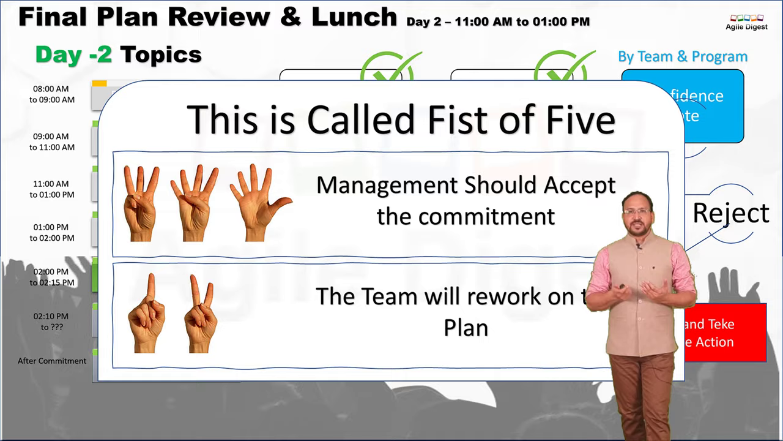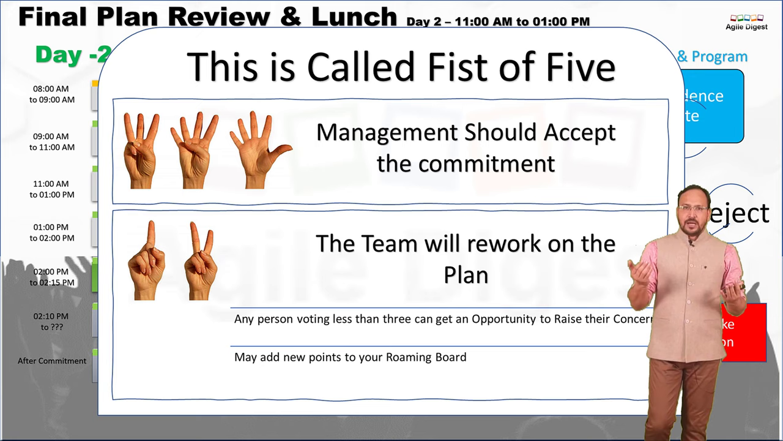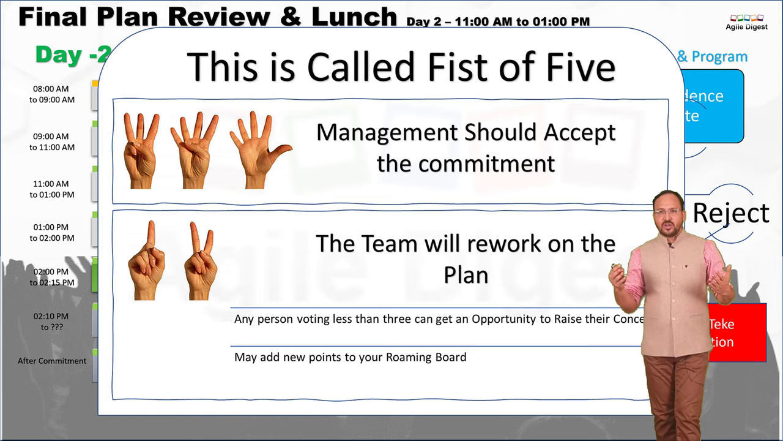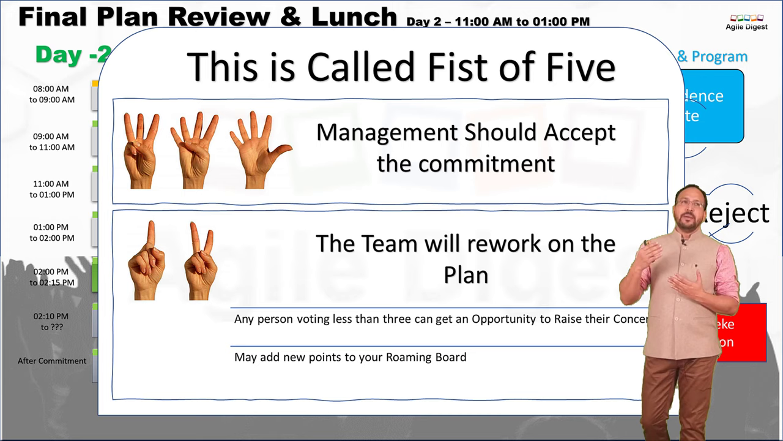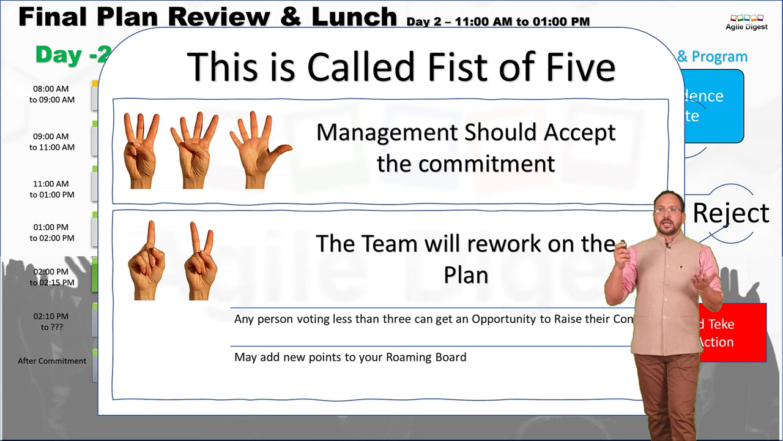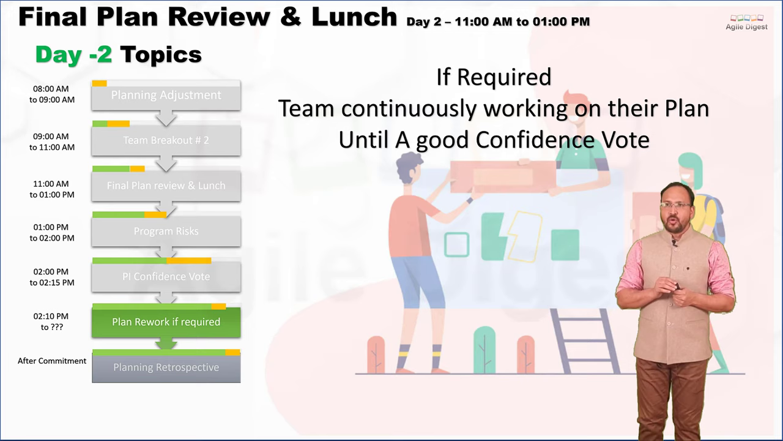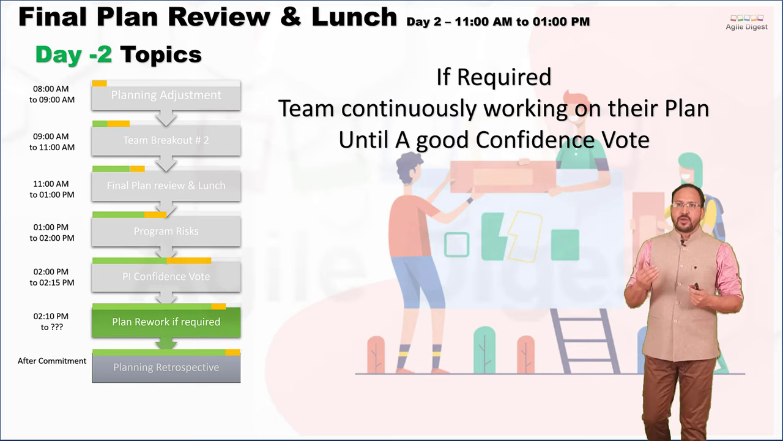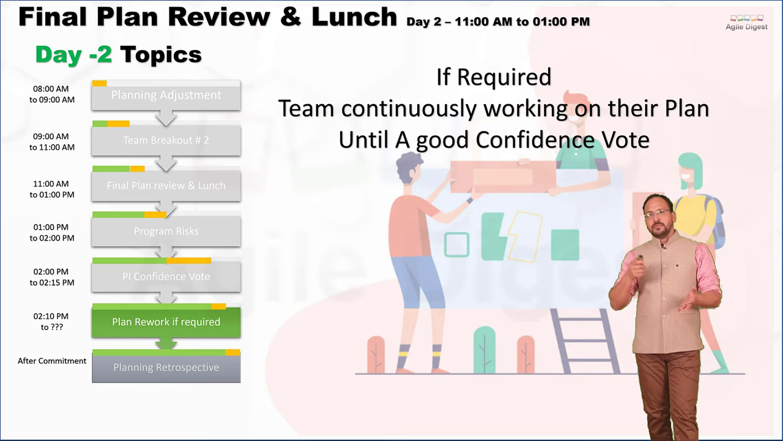One more important piece of information: if we have one or two votes, then any person voting less than three gets an opportunity to raise their concern. They may add a few points to our ROAM board. Sometimes we may need to change our planning, or we may need to add some risk on our risk board because of their low confidence about some potential risk we have. Next step, once we have done our confidence vote, we may need to do some adjustment based on the low confidence we have received. So if required, the team continues working on their plan until a good confidence vote, and they will do that for some time, and hopefully after some time we'll get a good confidence vote.